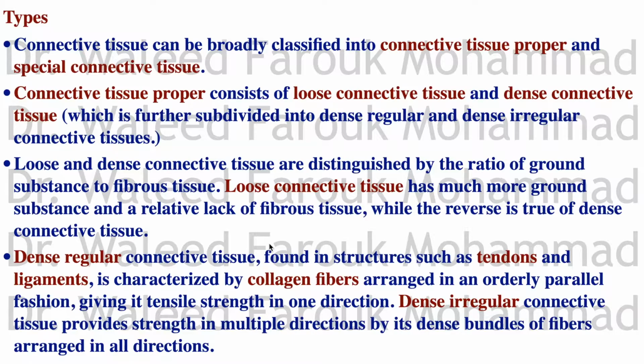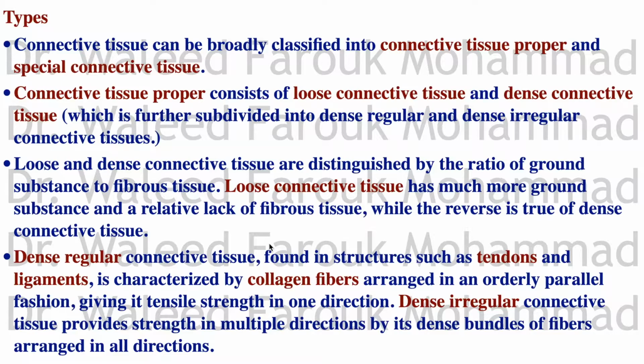You can differentiate between the loose and dense connective tissue by the ratio of the ground substance to the fibrous tissue. In loose connective tissue, the ratio of the ground substance is much more compared to the dense connective tissue.